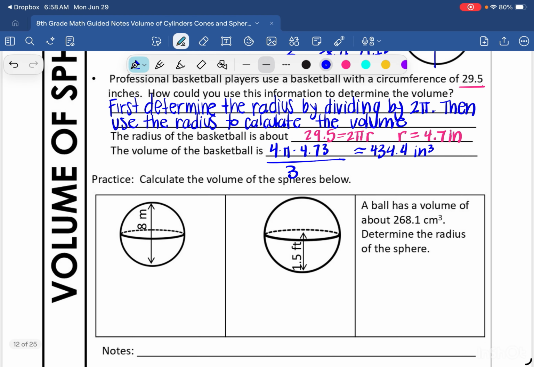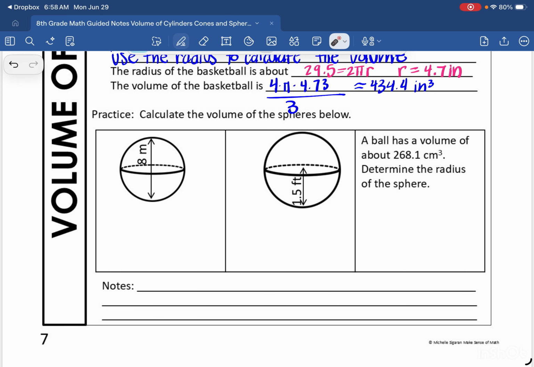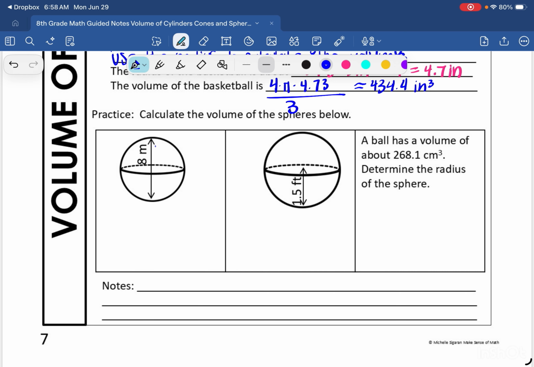Calculate the volume of the spheres below. In this first sphere, it gives me the diameter. I know in my formula I need to know the radius. So the radius will be 4. The volume equals 4 times pi times my radius, which is 4 cubed. Take that and divide that by 3. I just plug this into my calculator. My exact answer is going to be 85.3 repeated pi, which is approximately 268.1 meters cubed.